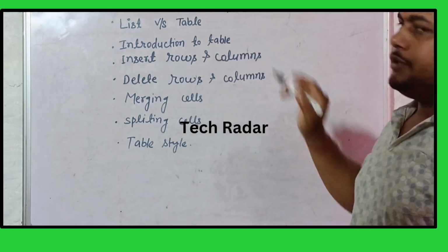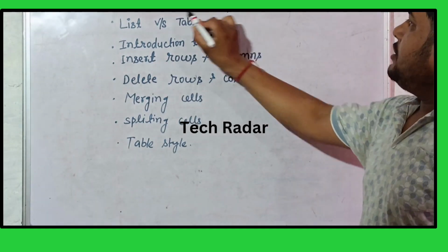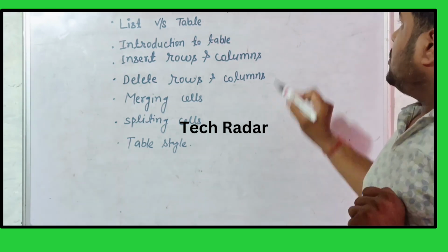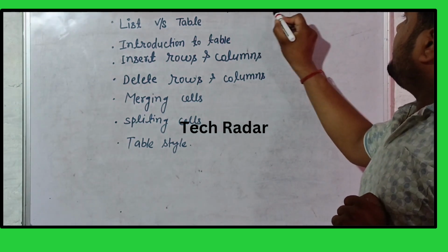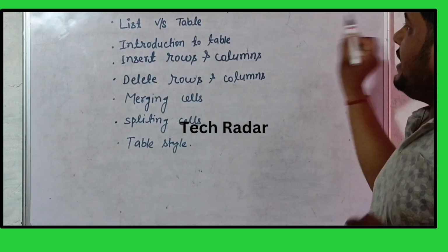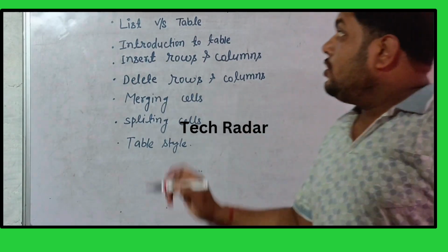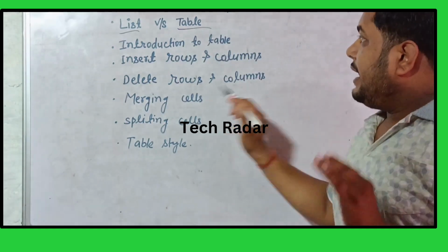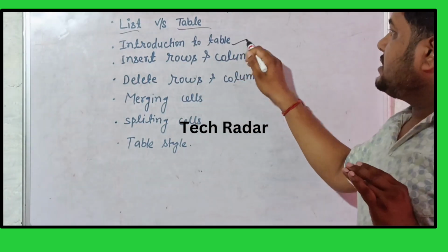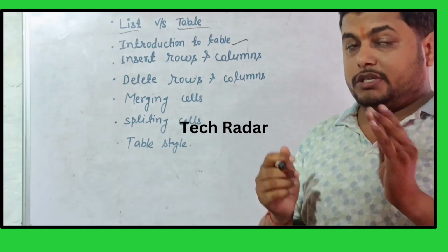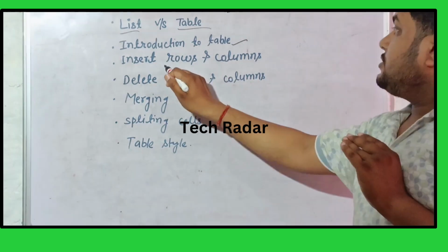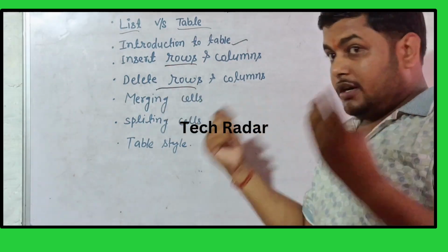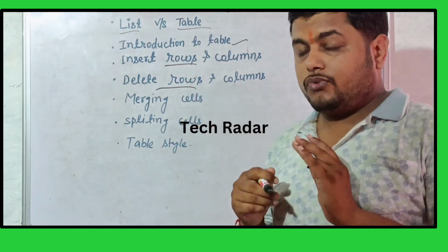Hello everyone, today we are going to learn about chapter 3 of class 5 from the book of Ancient Clouds. In this chapter, the chapter name is Tables in Word 2016, and we are going to learn about the difference between list and tables, list versus table, and the next topic is what a table is, an introduction of table. Then we learn how to insert a row and columns in a table, and delete a row and columns in a table.